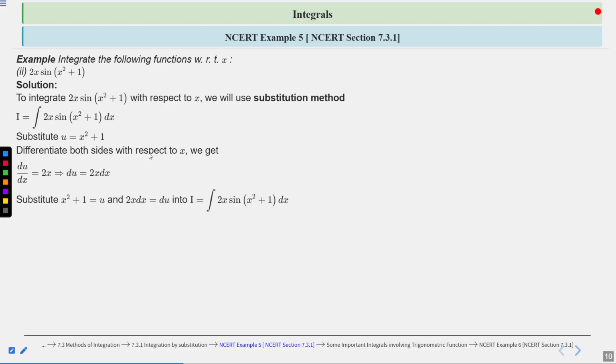Now we can substitute x² + 1 is equal to u, and 2x dx is equal to du. So I is basically equal to the integration of 2x sin(x² + 1) dx, so we can write I is equal to the integration of sin u du.